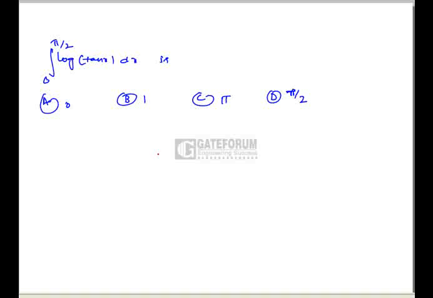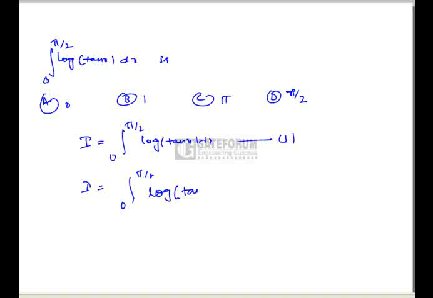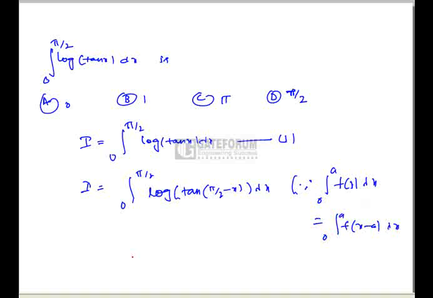Find the integral value of 0 to pi by 2 log of tan x dx. So let the given integral be some I, 0 to pi by 2 logarithm of tan x dx. Let it be equation 1. I equals integral 0 to pi by 2, you can write this as logarithm of tan of pi by 2 minus x dx, since integral 0 to a f of x dx can be written as integral 0 to a f of a minus x dx.